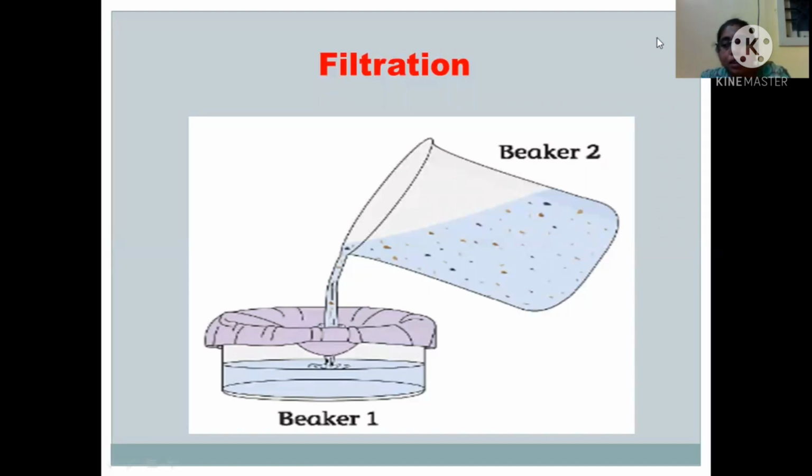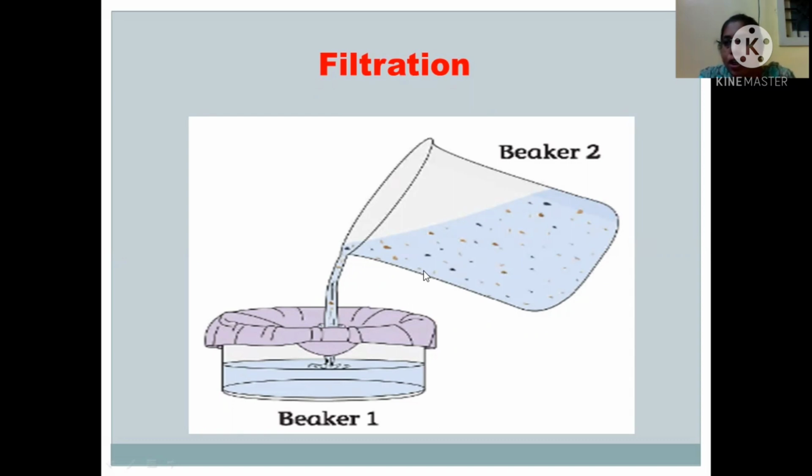Sometimes the impurities in water are tiny and do not settle at the bottom of a container. Let us learn about one way in which we can purify water with such impurities. Filtration. The water from beaker 2 passes through the tiny holes in the cloth.